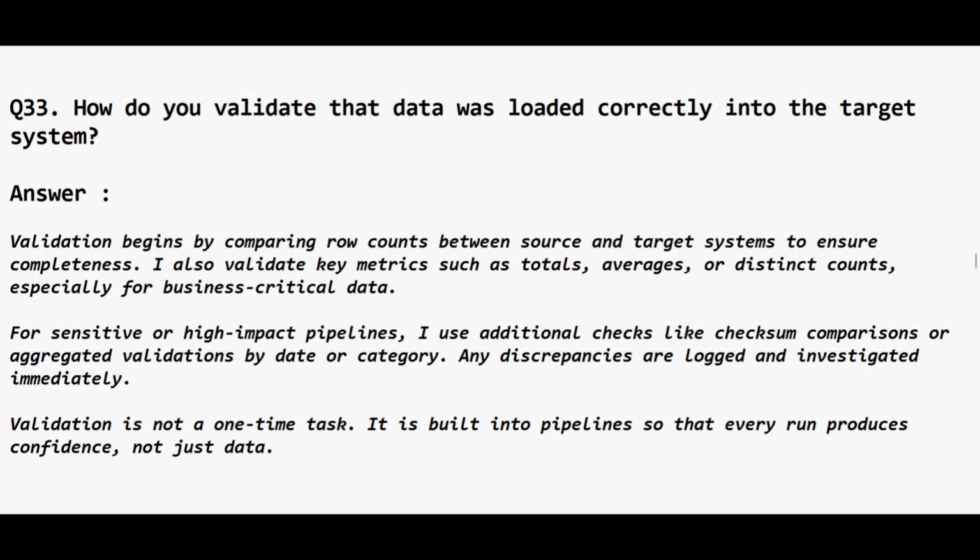Question 33. How do you validate that data was loaded correctly into the target system? Answer. Validation begins by comparing row counts between source and target systems to ensure completeness. I also validate key metrics such as totals, averages, or distinct counts, especially for business-critical data. For sensitive or high-impact pipelines, I use additional checks like checksum comparisons or aggregated validations by date or category. Any discrepancies are logged and investigated immediately. Validation is not a one-time task. It is built into pipelines so that every run produces confidence, not just data.